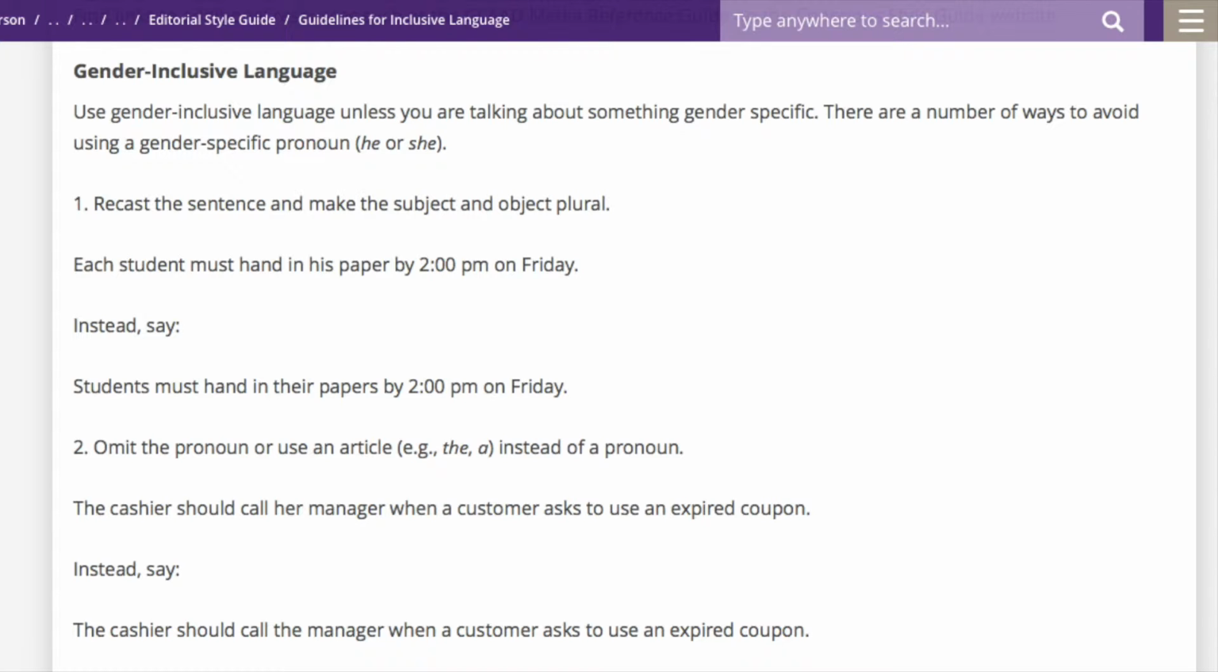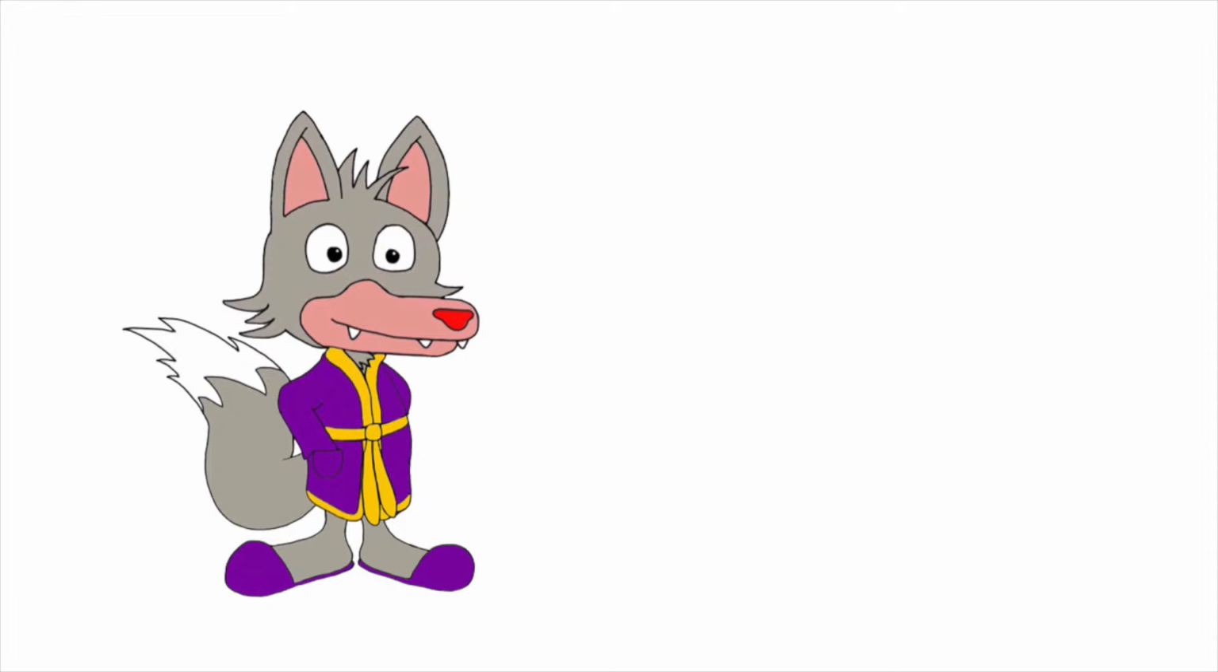1. Recast the sentence and make the subject and object plural. Each student must hand in his paper by 2 p.m. on Friday. Instead of that, you should say, students must hand in their papers by 2 p.m. on Friday. Well, that's what I would say.